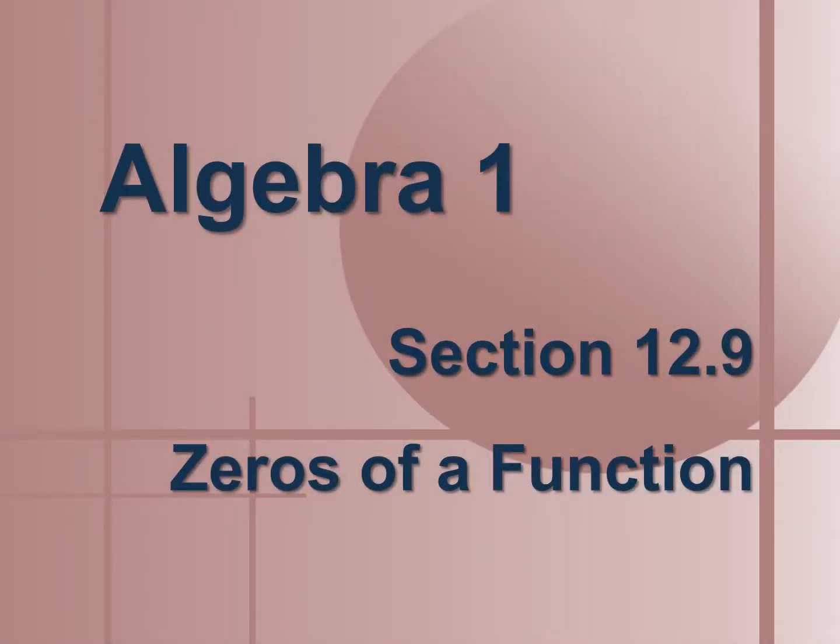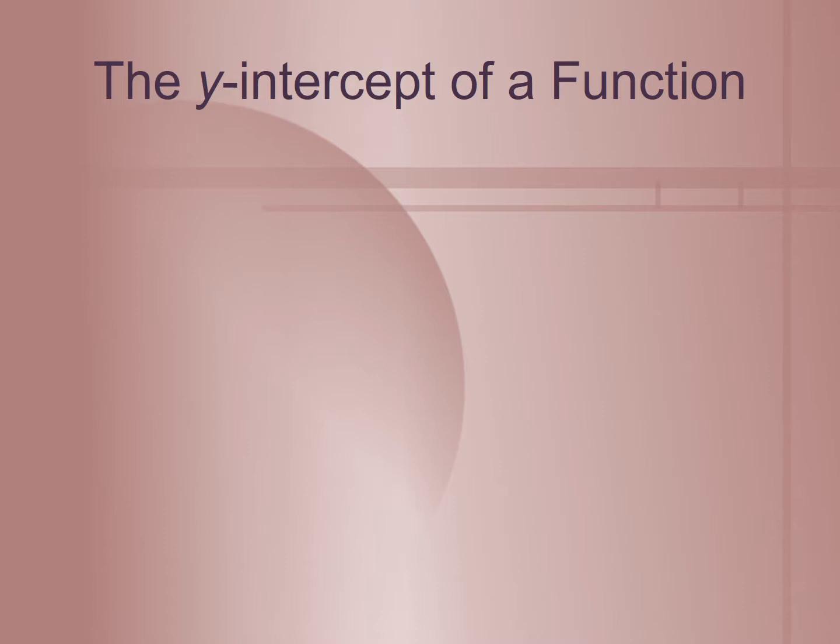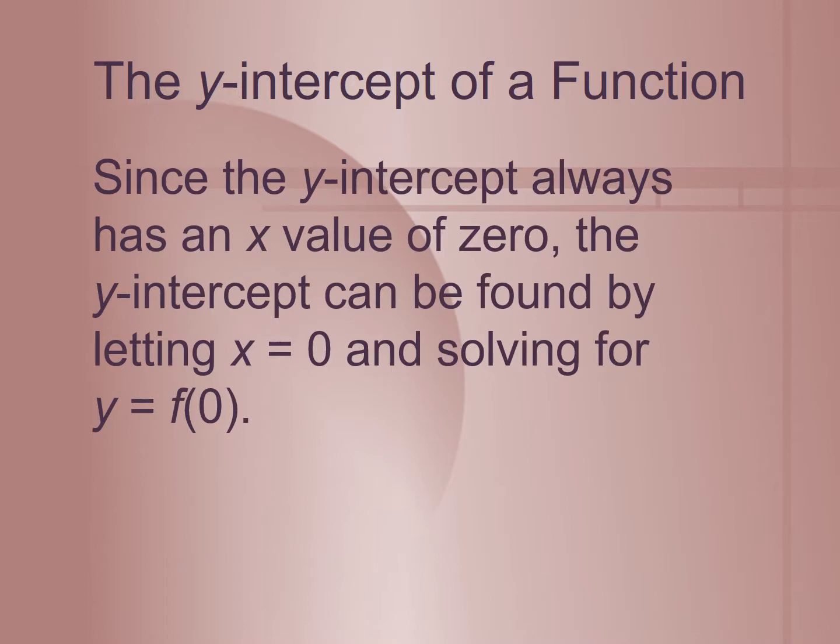We are going to finish our chapter on quadratic functions by looking at zeros of a function. So let's remind ourselves what a y-intercept is. A y-intercept is going to have an x value of 0. So if we want to find the y-intercept, we can let x be 0 in our function and then solve for y.